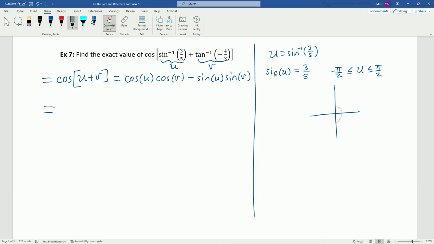But when I look at my value, sine of u equals 3/5, if sine is positive and I'm in either the first or fourth quadrant, that tells me I've got to be up here. So that makes this 3 and this 5, and I need to solve for x. Of course, that's x squared plus 3 squared equals 5 squared. x equals 4, right? Solve the Pythagorean theorem. It's another 3, 4, 5 triangle. So that tells us that cosine of u is 4/5.